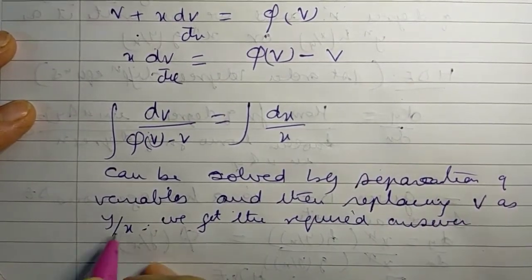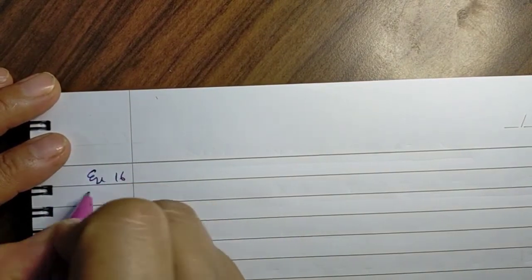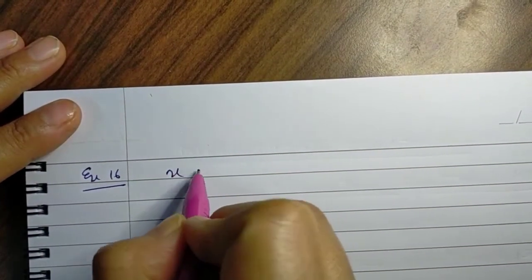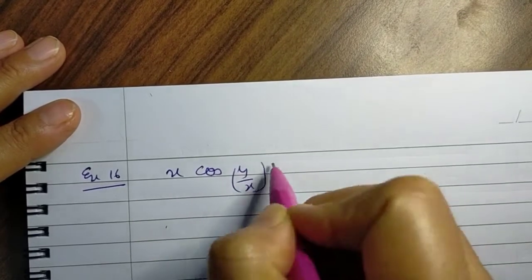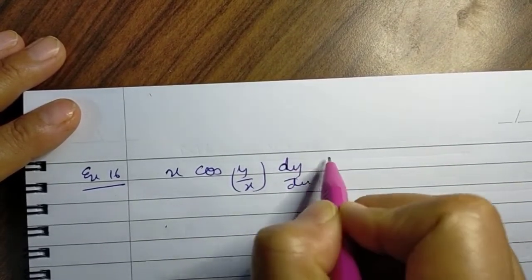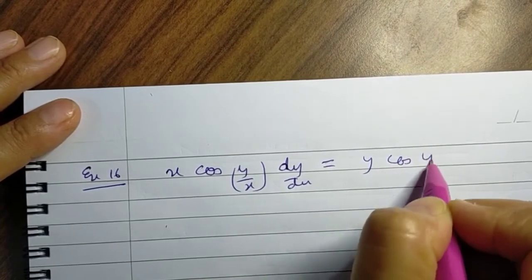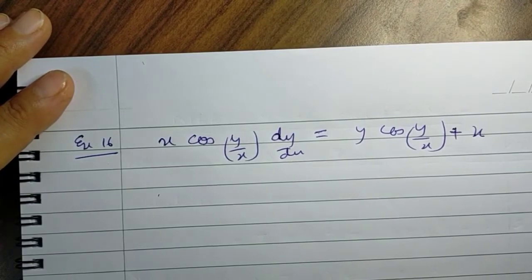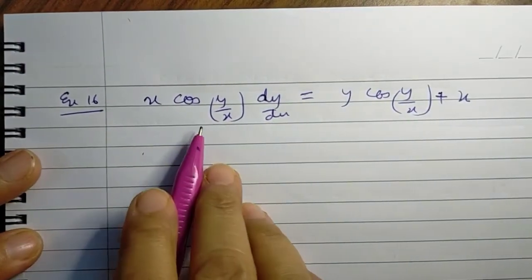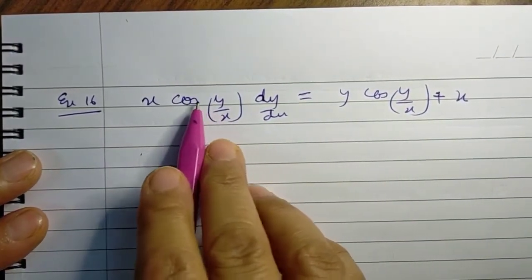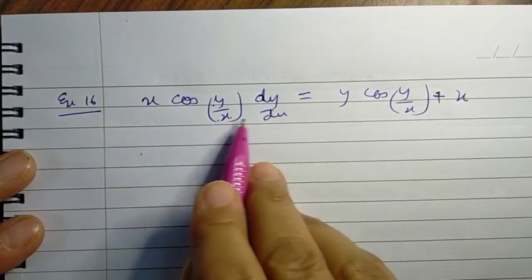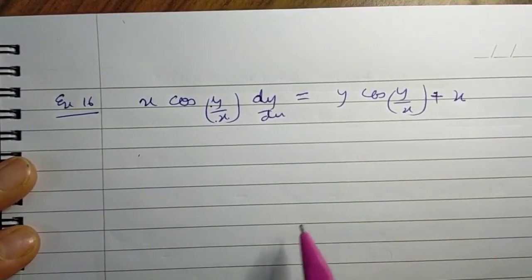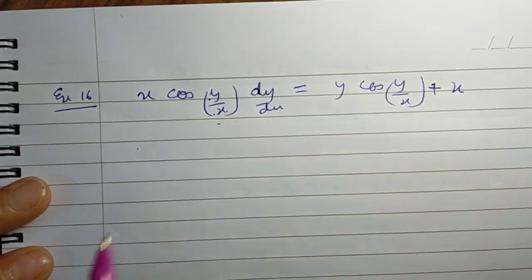So let's do some questions to be able to understand it better. Let us take a solved example, that is example number 16. It says x cos y upon x dy by dx is equal to y cos y upon x plus x, and we are required to solve it. Now the presence of this y by x gives us a hint that it could be a homogeneous differential equation. Okay, so let's try it out.